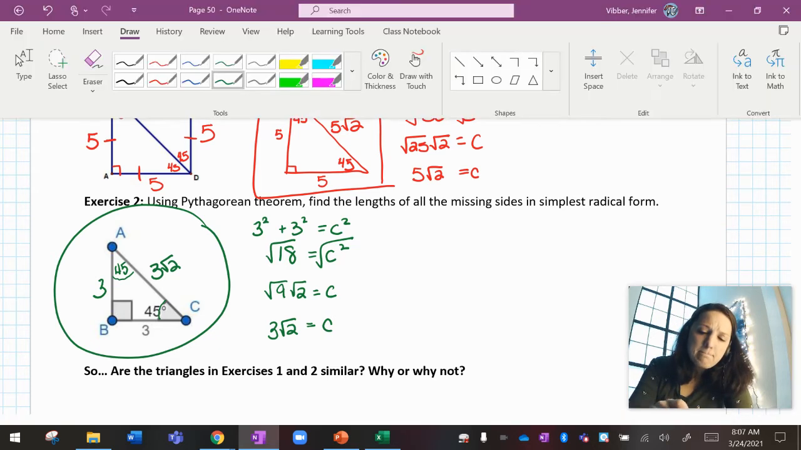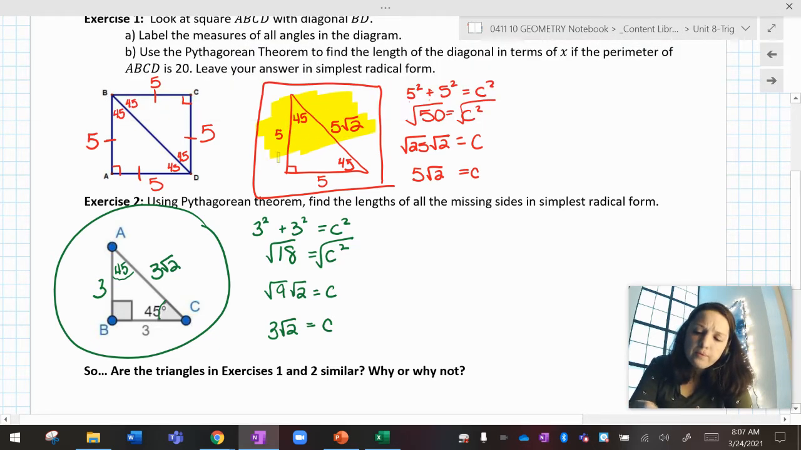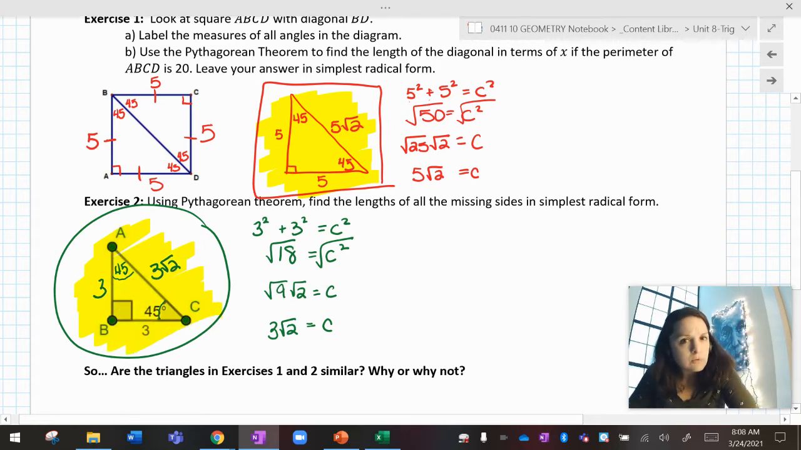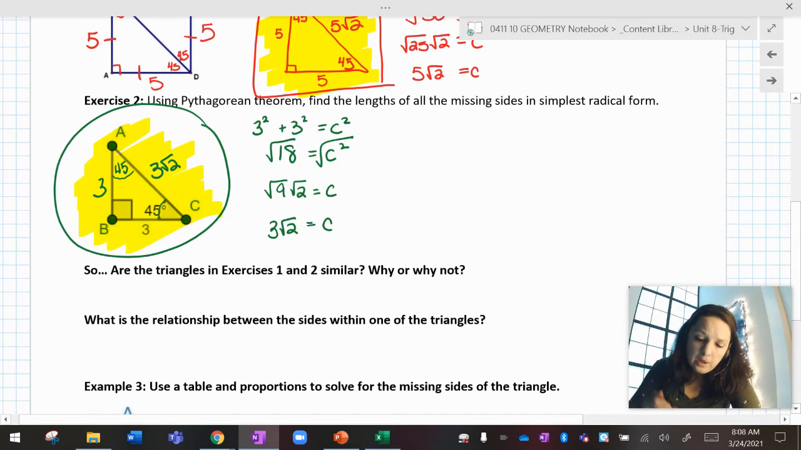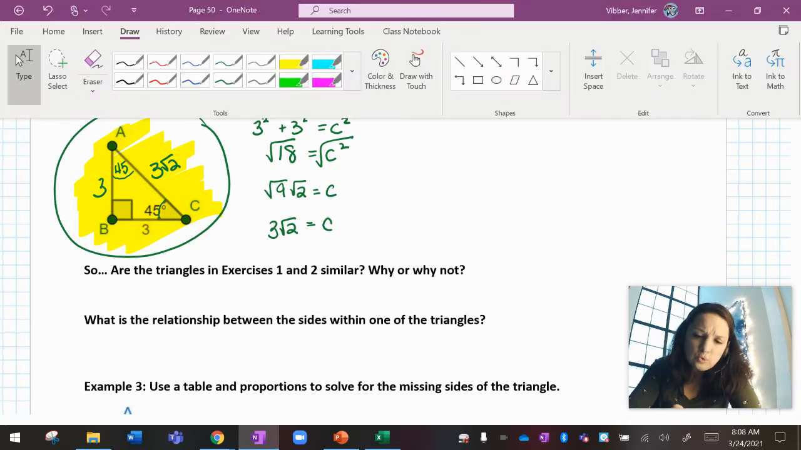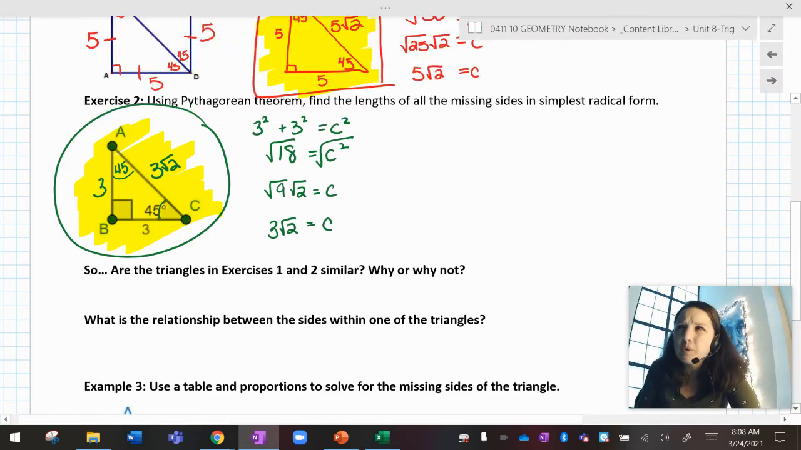All right. Starting to notice something here. 5, 5, 5 root 2 in a 45-45-90. 3, 3, 3 root 2 in a 45-45-90. So are the triangles in exercise 1 and exercise 2 similar triangles? Well, the easiest way to tell if things are similar is if they have two pairs of congruent angles. These have all pairs of angles congruent, so yes, all pairs of angles are congruent.